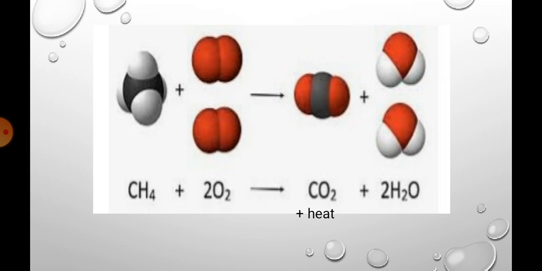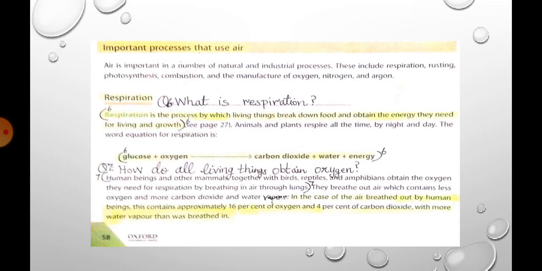and heat. Now, you can see the book page number 58. Now I'll be telling you the questions and you'll be finding the answers by yourself. Note down question number 6. What is respiration? And the answer is in the first para of respiration. Question number 7. How do all living things obtain oxygen? And the answer is in the last para of page 58.